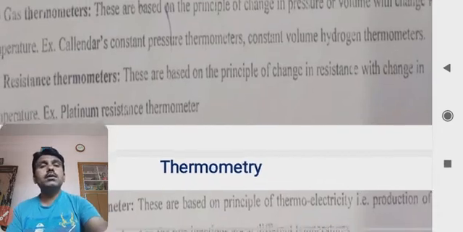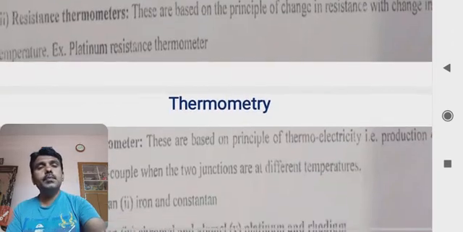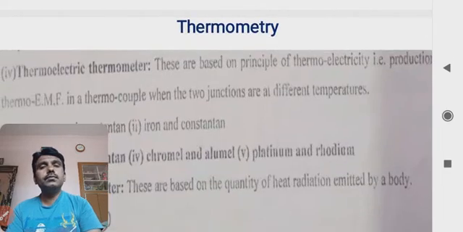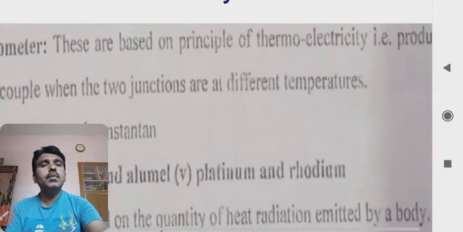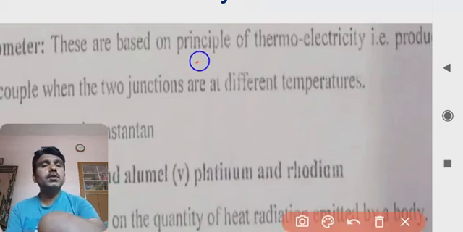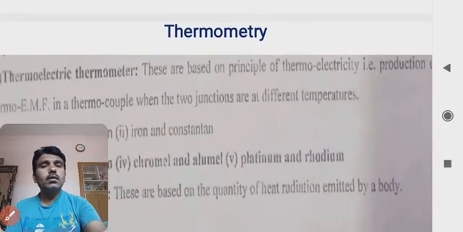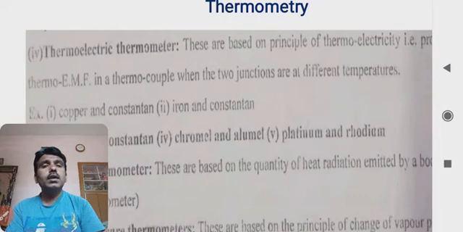And this type of thermometer is basically based on the resistance change with respect to the temperature. Another one is the thermoelectric thermometer. These are based on the principle of thermoelectricity, basically wherever there is production of EMF, thermo EMF, in the thermocouple when the two junctions are at different temperatures.